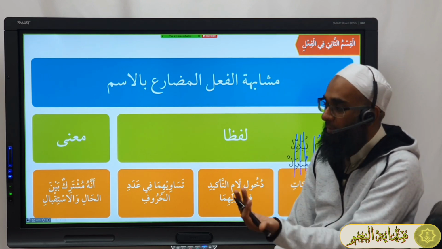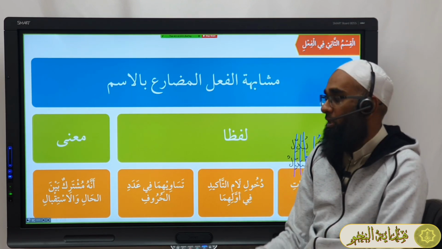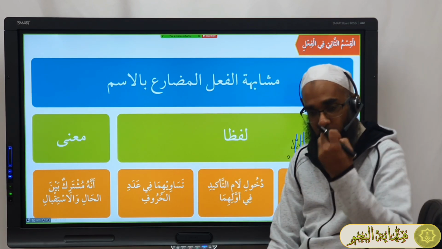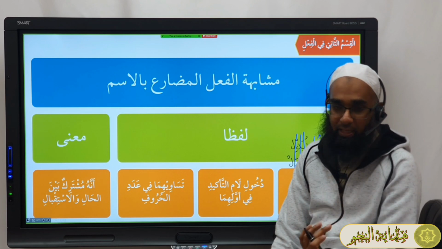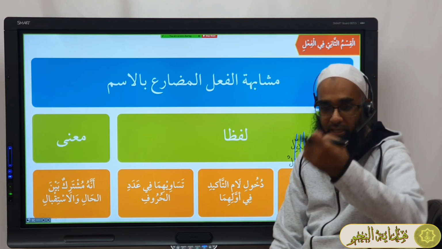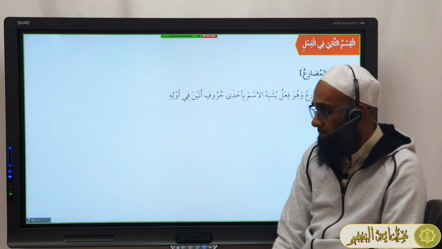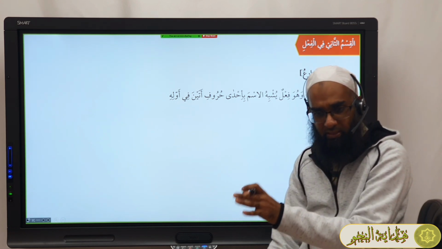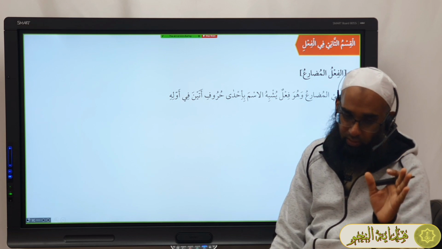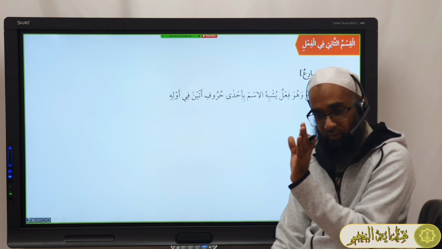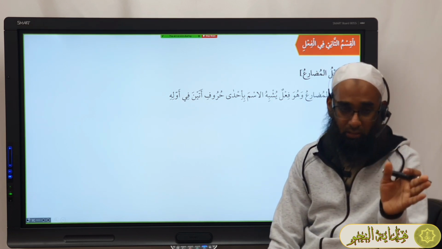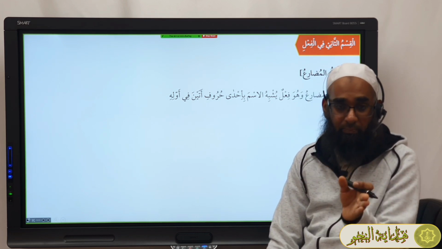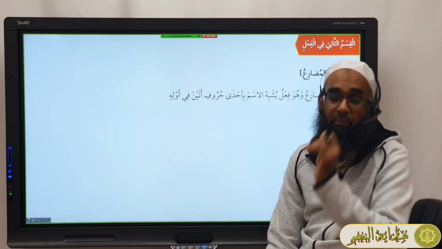So in the lafz and the meaning, it has 4 elements of mushabahat. 3 elements in the lafz and 1 element in the ma'na. Because of the mushabahat in the lafz and the ma'na, it takes the mushabaha in the i'rab. Right? So that's what he's saying here: the asal of a fa'il is mabni, and the asal of a noun is i'rab. So the asal of a fa'il is bina, the asal of an ism is i'rab. But because fa'il mudari has mushabaha with the ism, it will take the mushabaha in the i'rab as well.